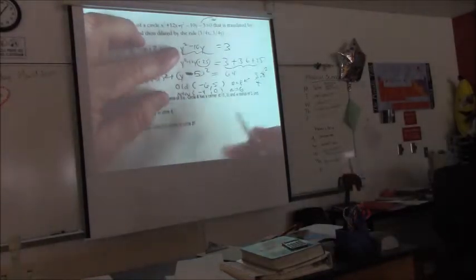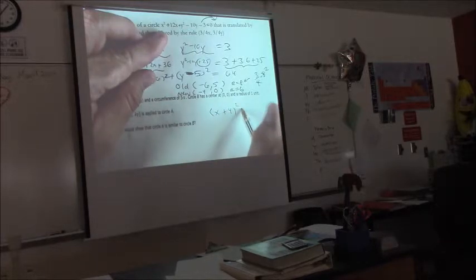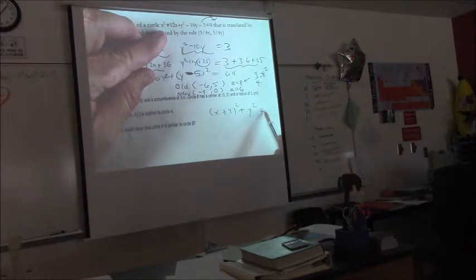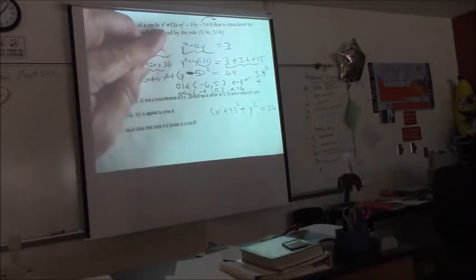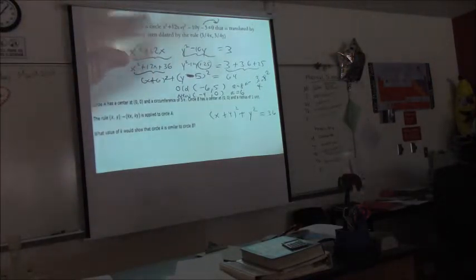So I want to hear everybody write this equation. What is it? x plus 4 squared plus, since it's a 0, you just put what? y squared is equal to 36, right? It's just y squared. Now could you put y minus 0? Yeah.